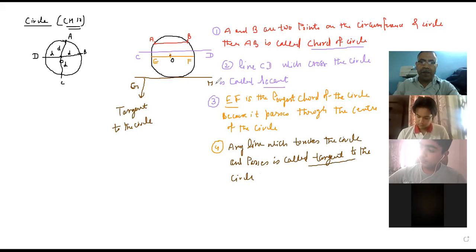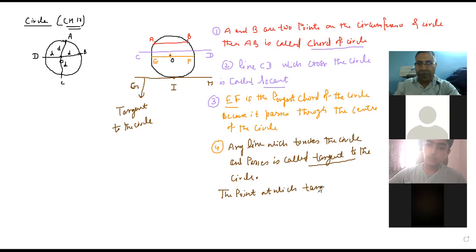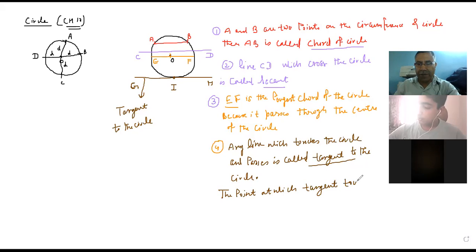Fifth, the point at which it touches, this is called the point of contact. Let I be the point. The point at which the tangent touches the circle is called the point of contact. I is the point of contact.